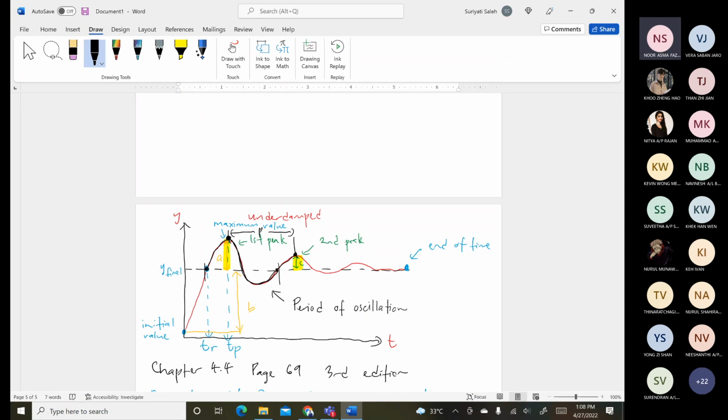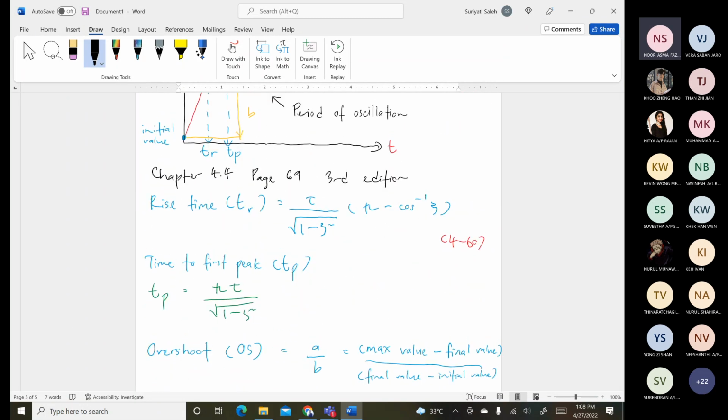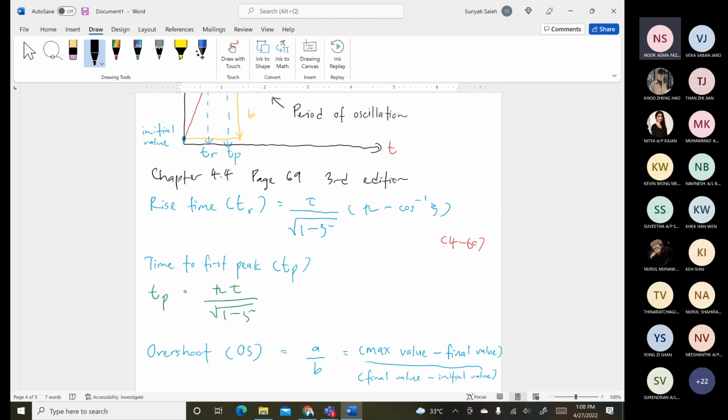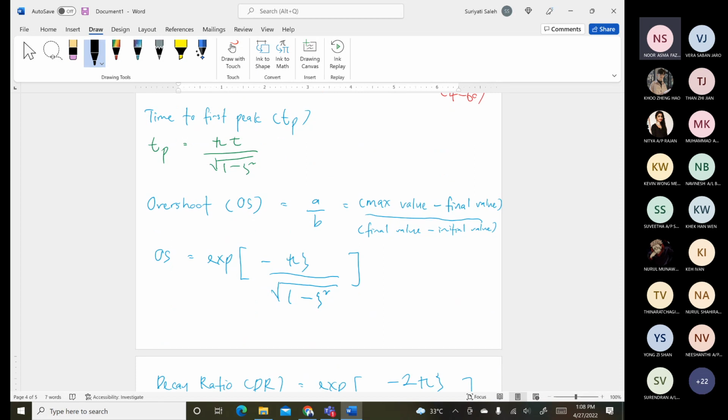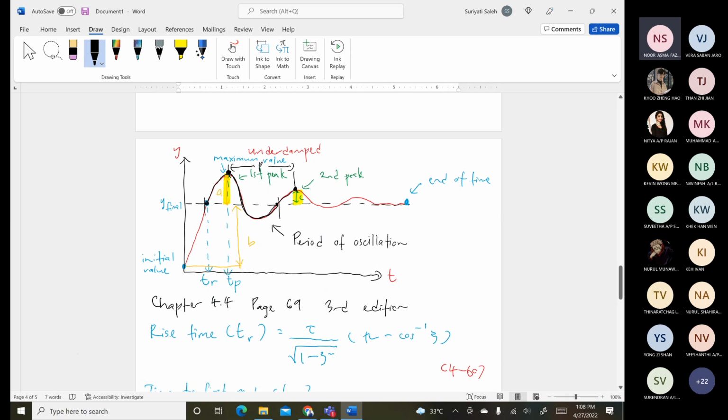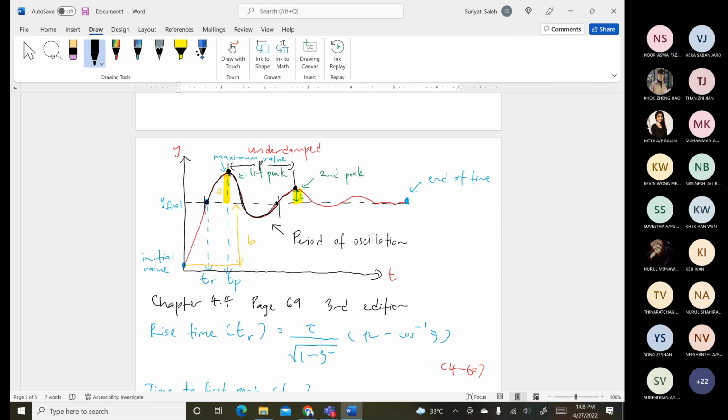So these are the characteristics that are commonly asked for the underdamped response, which may consist of the rise time, the time to first peak, overshoot, decay ratio, or the period of oscillation. So it's not surprising why this topic is so popular during the final exam or test.